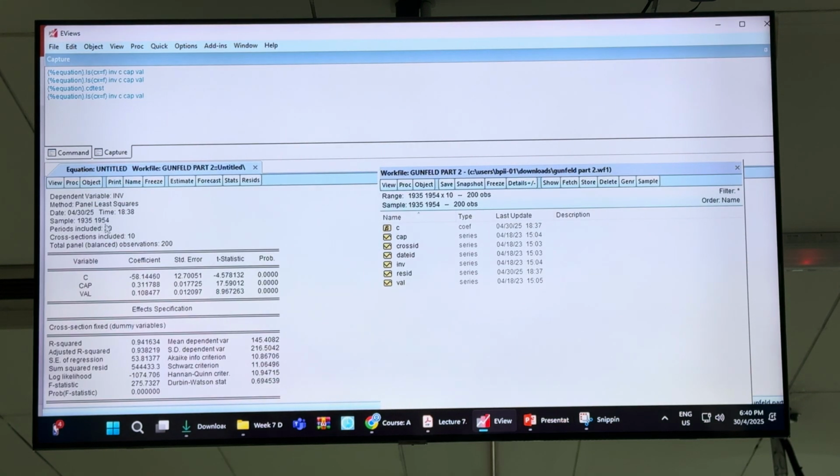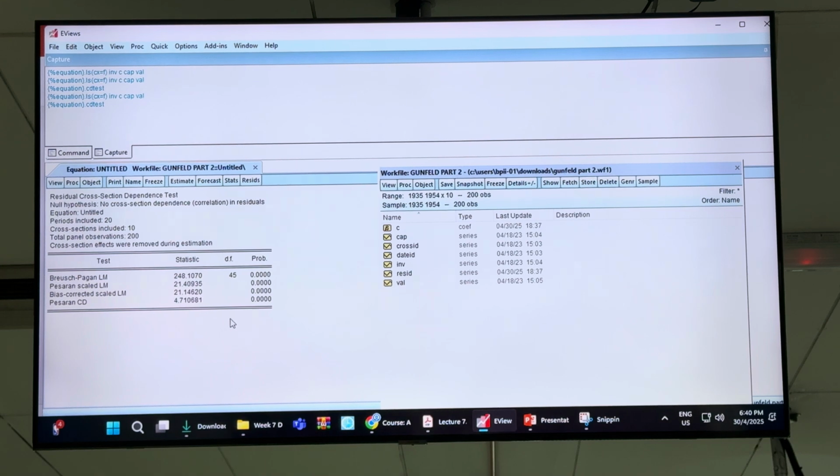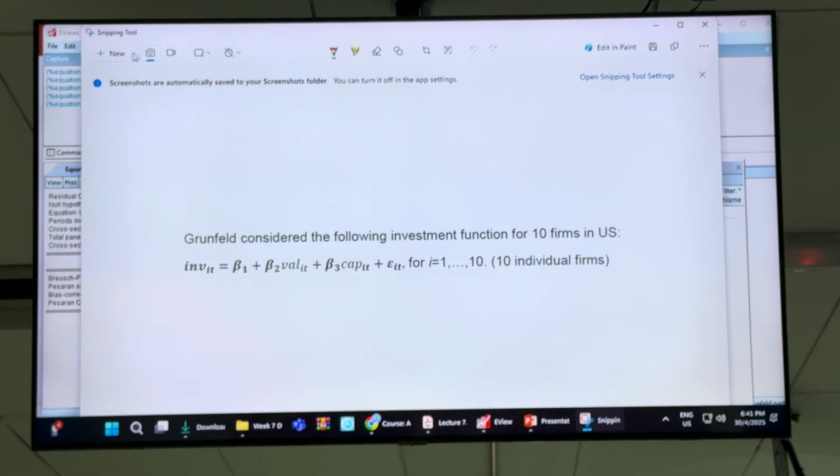So I go to EViews here, I go to view, then I go to diagnostic for the residue, then I check for the cross-section dependence test. So this is my result, right?